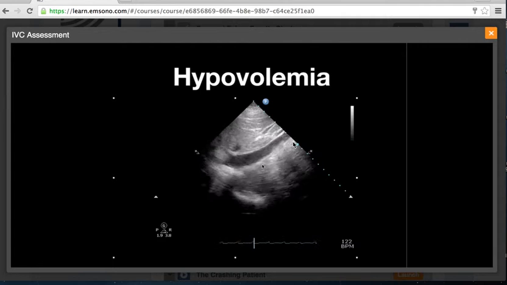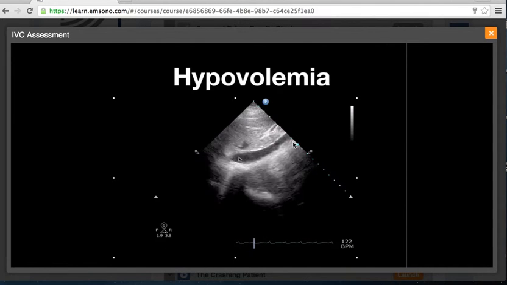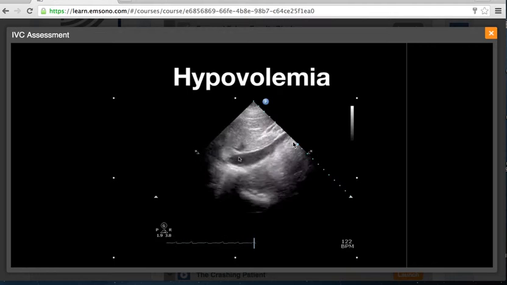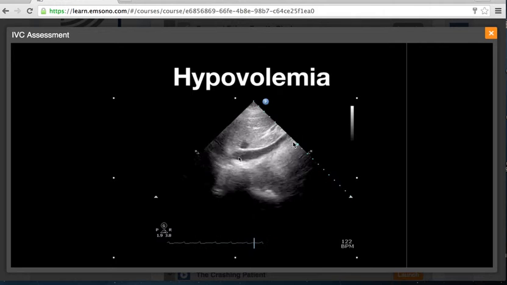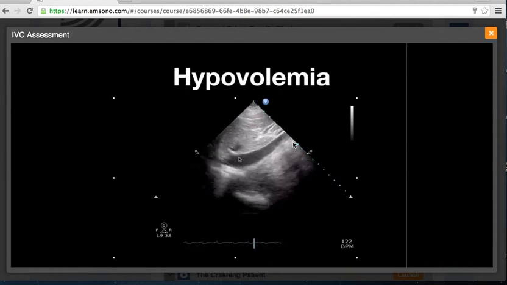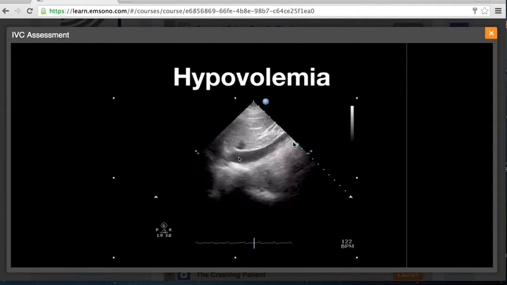Now here's a patient who was hypovolemic due to a massive GI bleed. If you take a look at their inferior vena cava, you can see that it measured approximately 1.5 centimeters, but it collapsed almost 100%. So there is a great deal of respiratory phasicity here. This, combined with the fact that the patient had a hyperdynamic LV function noted with kissing ventricles, this was a patient who was in need of fluid resuscitation and did benefit from being given both crystalloid fluids as well as blood.